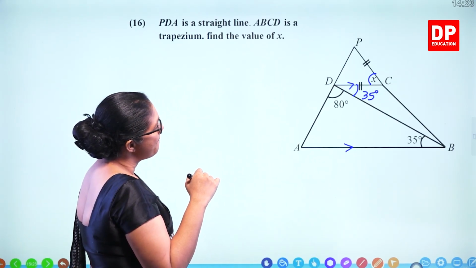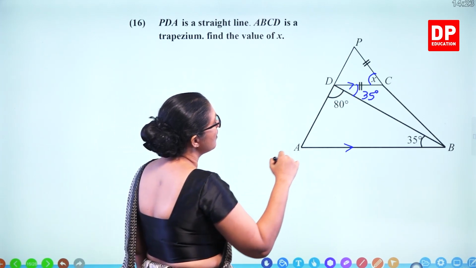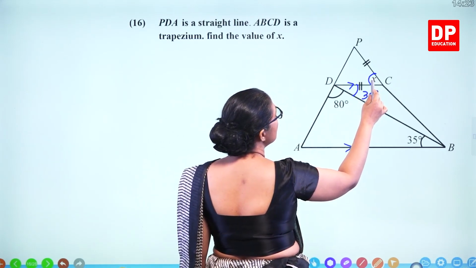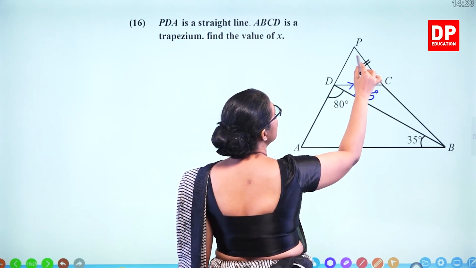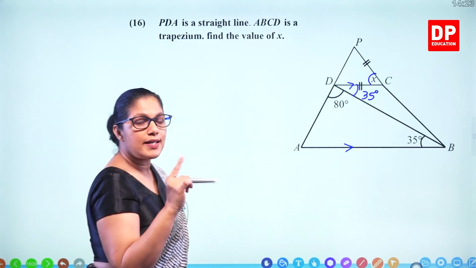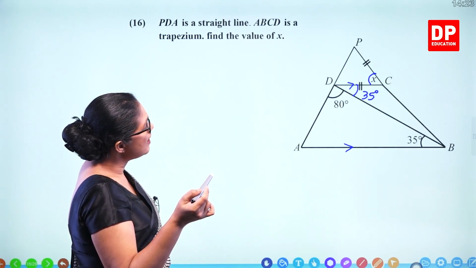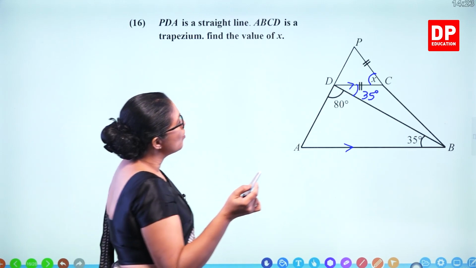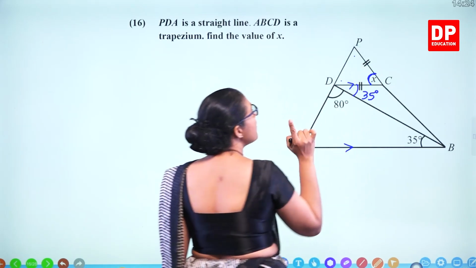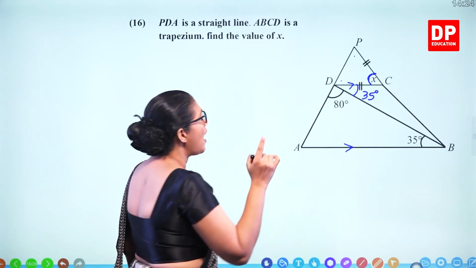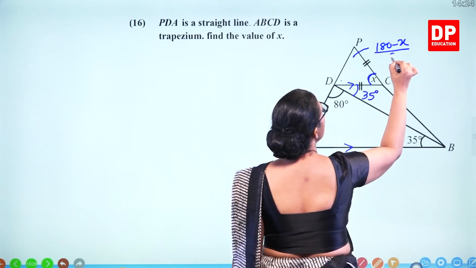Then what is this one? Now here, if this is x, you can find out this angle. That's 180 minus x divided by 2. Or what's the other method? So that's the easiest way to do. So this is an isosceles triangle. This is x. So these two are 180 minus x divided by 2.